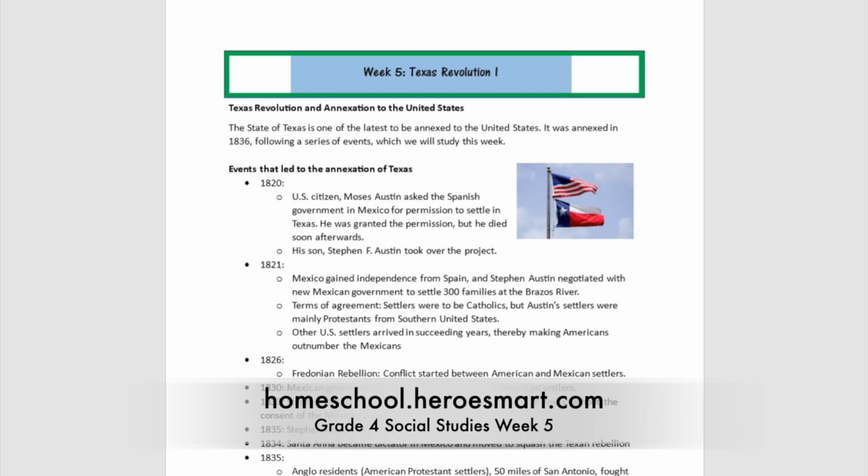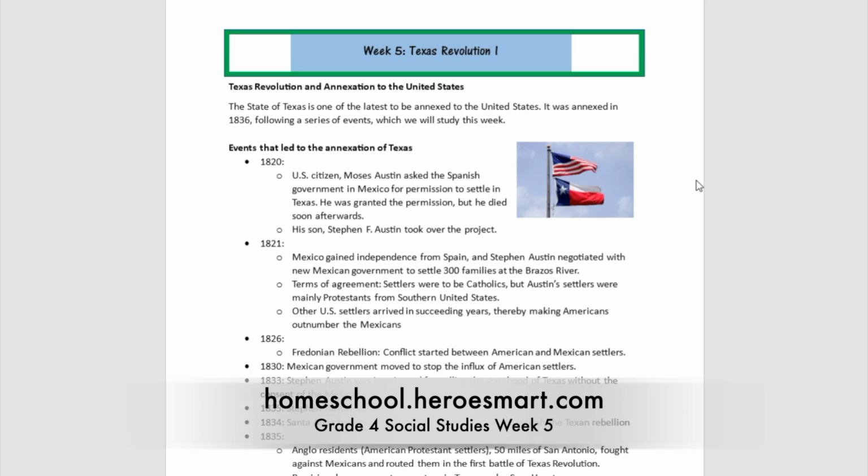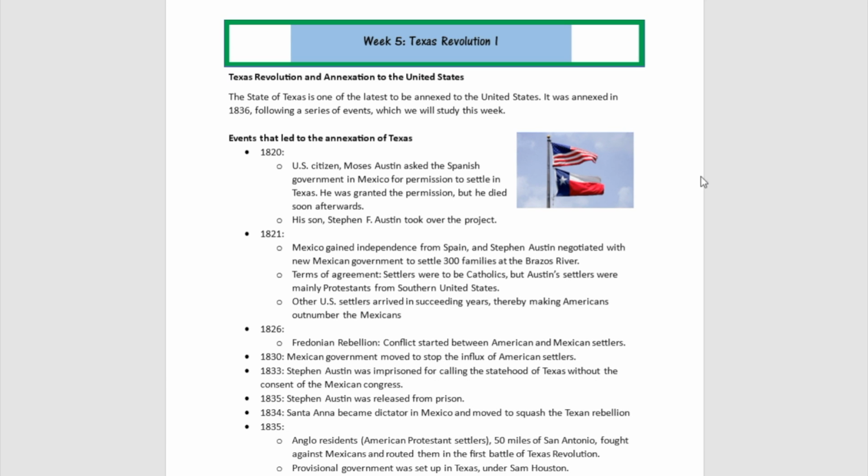This is Mr. Lan, and I will be walking you through 4th grade social studies week number 5 today, which is still going to be in the history part of the curriculum of 4th grade social studies. Today, we're going to be talking about Texas Revolution Part 1. We're going to be talking about how Texas revolted against the state of Mexico to become an independent nation, and then later was annexed to the Union of the United States.